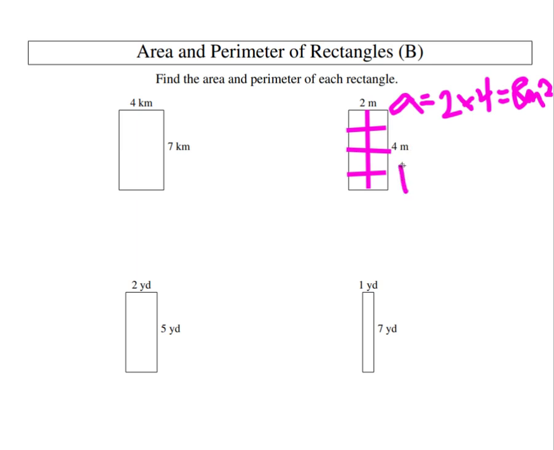And then for the perimeter, it would be 4 plus 2 plus 2 plus 4, which is 12 meters. So for this farm, if we were to build a fence around it, we would need 12 meters of fencing. And if we were to place grass, we'd need 8 square meters of grass on the ground. And that's basically area and perimeter.